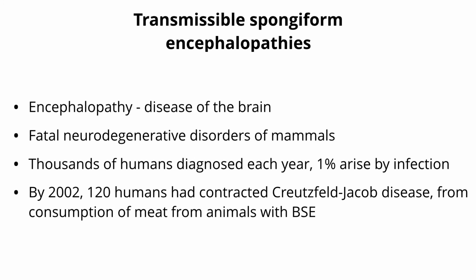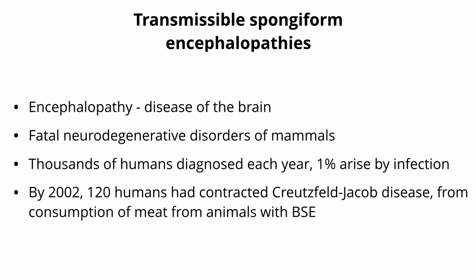All right, let's break that up. Encephalopathy is just a disease of the brain. And remember, encephalitis is an inflammation of the brain, so that's different. So an encephalitis is a kind of encephalopathy. These are fatal, always fatal, neurodegenerative disorders of mammals, not just humans, but other mammals as well. Thousands of humans each year, and about 1% of these arise by infection. We'll talk about how the others come up.